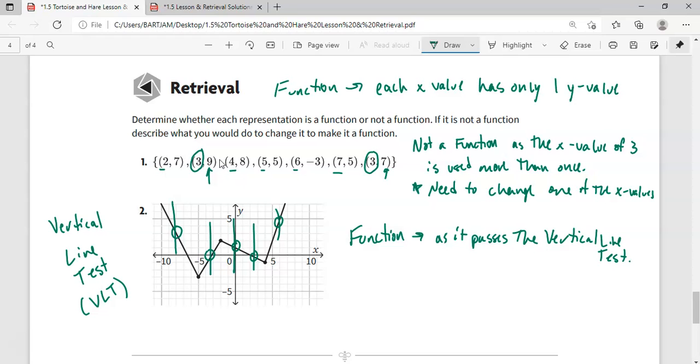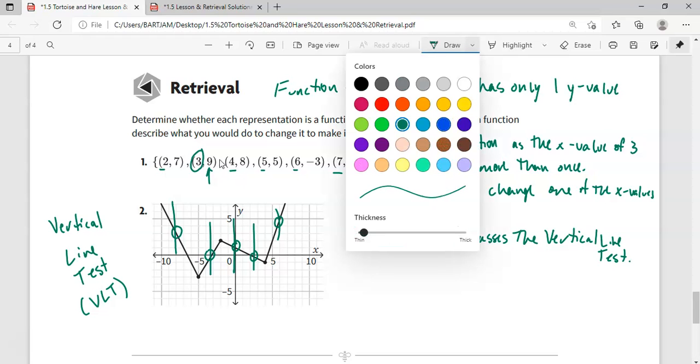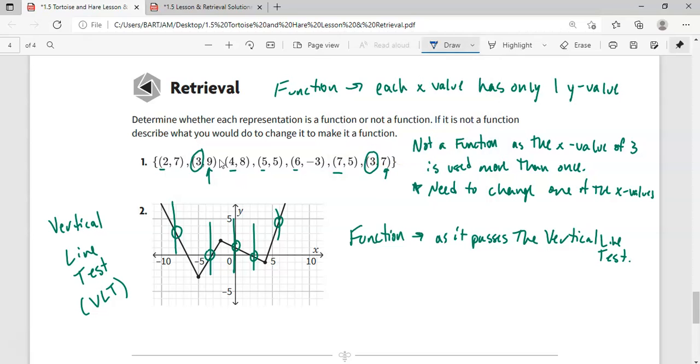An example of something that would not pass the vertical line test: here's a coordinate grid. Let's say I have a sideways parabola. If I were to do the vertical line test, and I draw a vertical line up and down, so let's say that's when x is 2, you could see that the x coordinate of 2 would be used multiple times, and so this would not be a function.